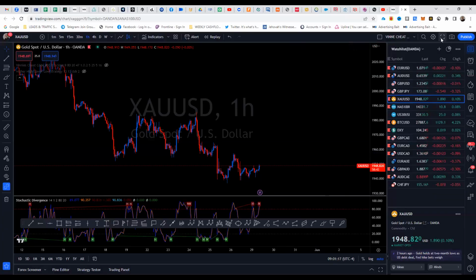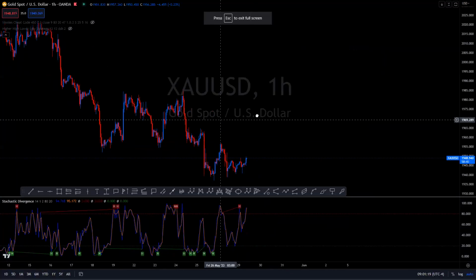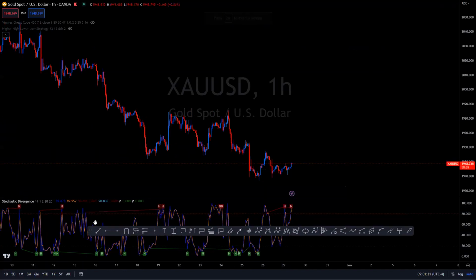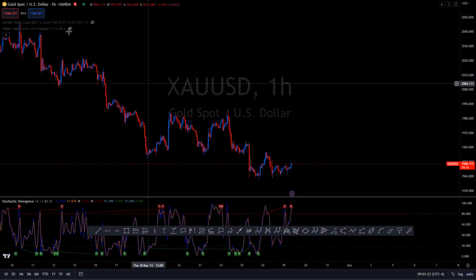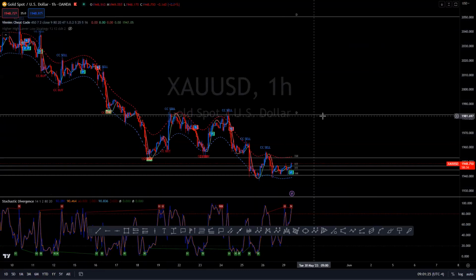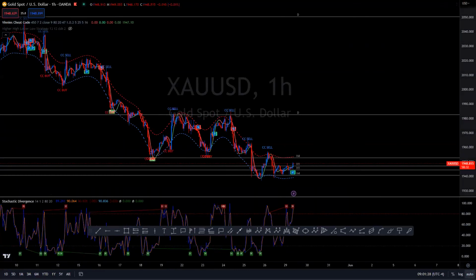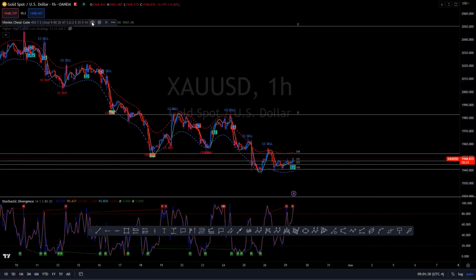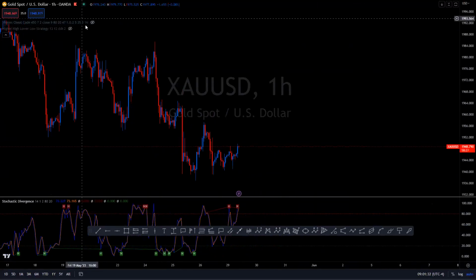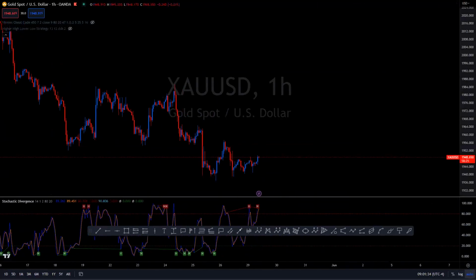So, as usual, we're going to be trading on gold, and we're going to be implementing the GSA strategy. So to get started, we're going to turn on the cheat code indicator. And as we can see, let me turn this off.